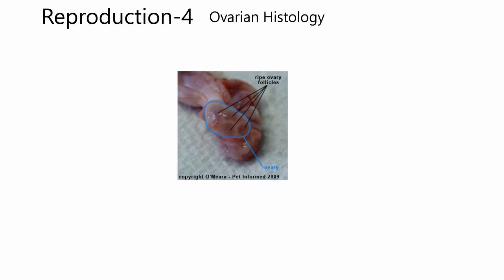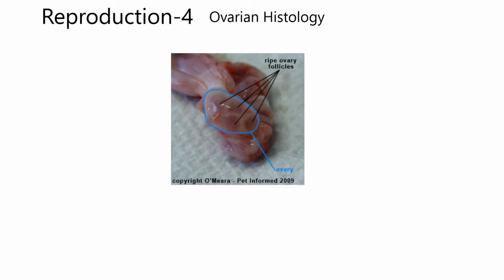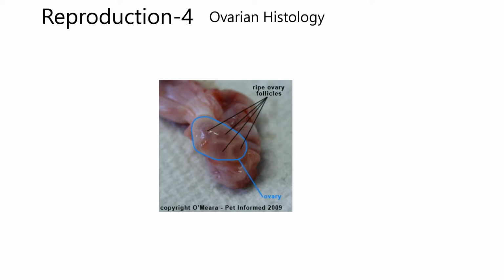We're ready to roll, I think, and we're doing reproduction 4, and I have titled this Ovarian Histology. And I've got a picture here. This is not a histological picture, but it's a photograph of a cat ovary, I believe it was. It doesn't really matter if it's a cat or dog, they're very similar.